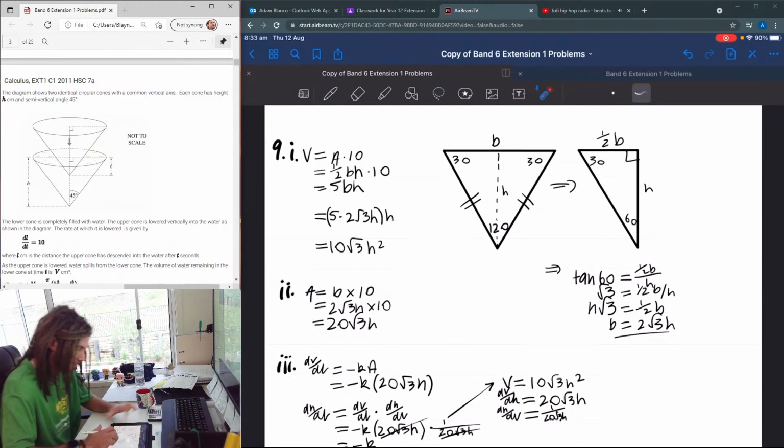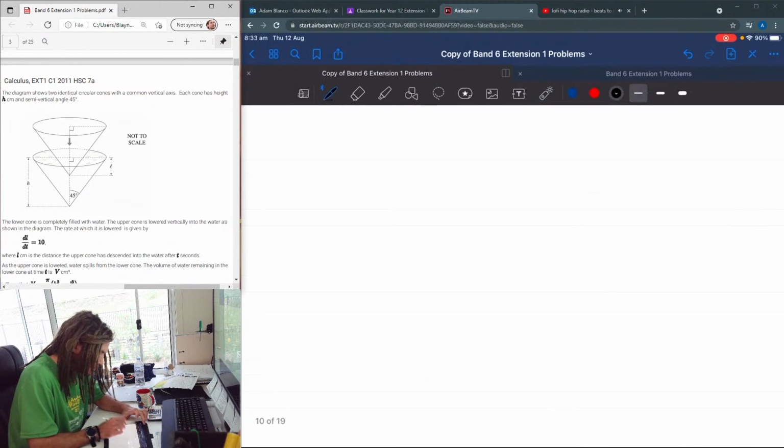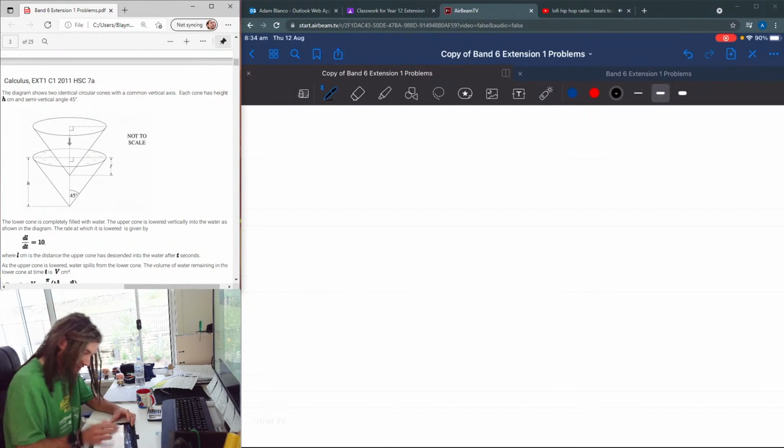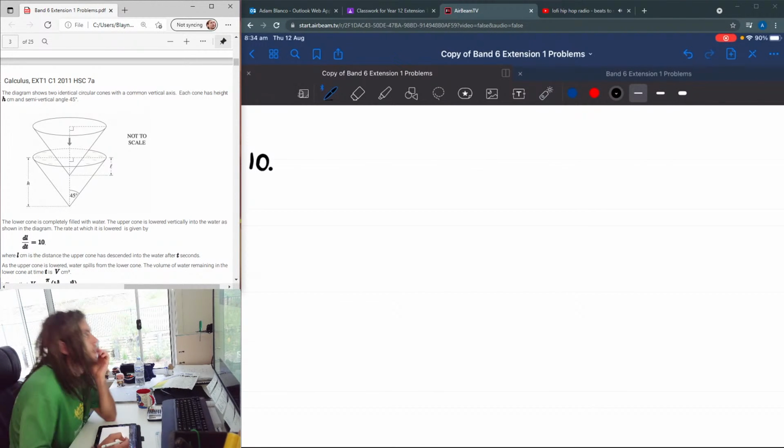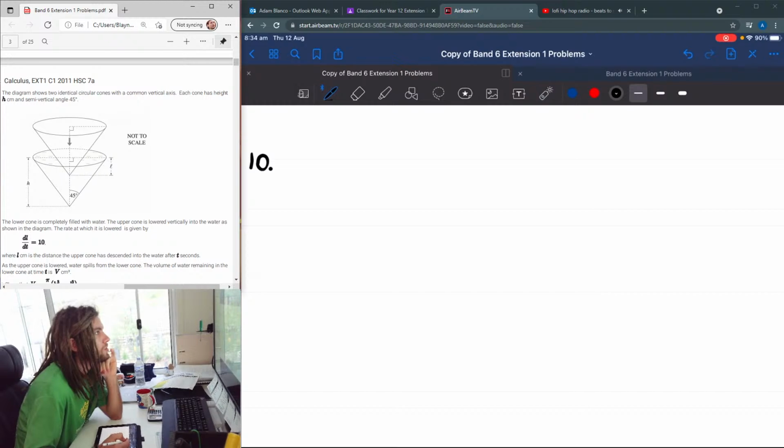Okay, let's do this thing. The picture's going to mess me up, I reckon. Alright. Diagram shows 2 identical circular cones with a common vertical axis. That just means they're sitting on top of each other. Each cone has a height of h, so they're the same. A semi-vertical angle of 45 degrees.